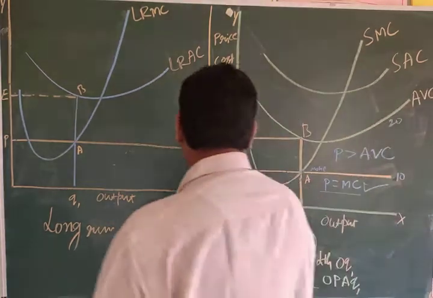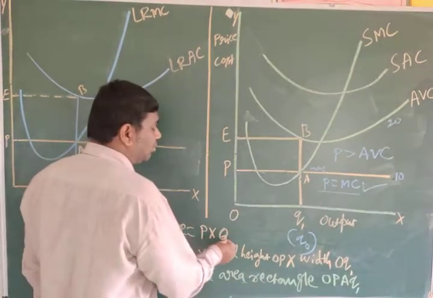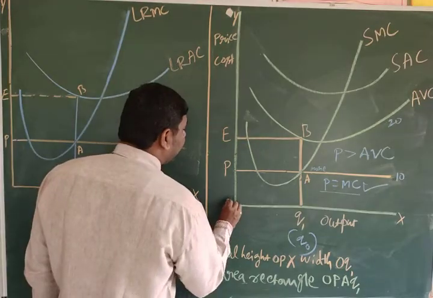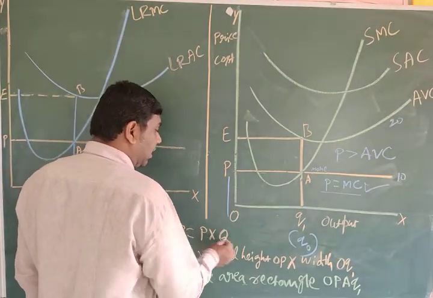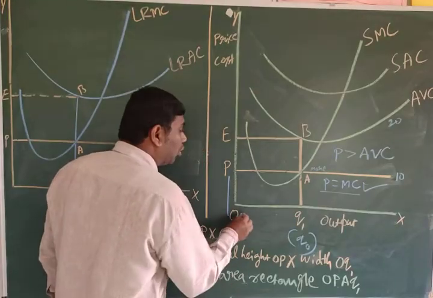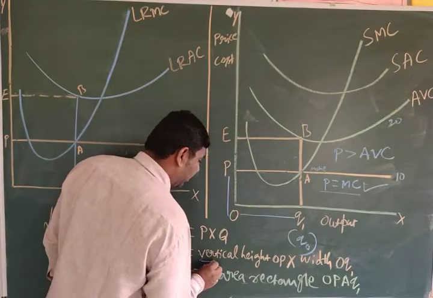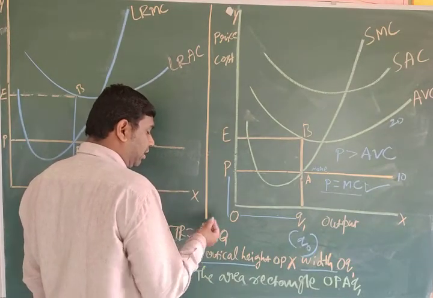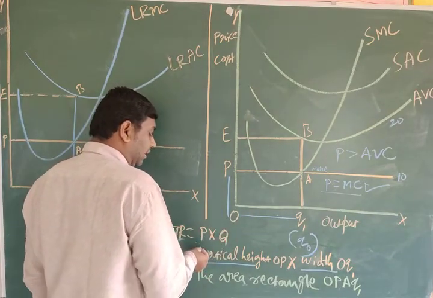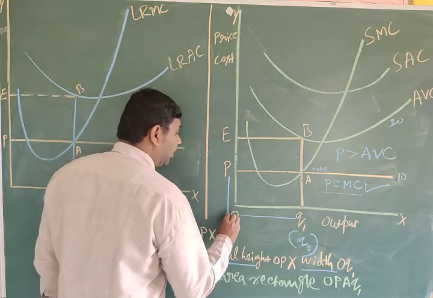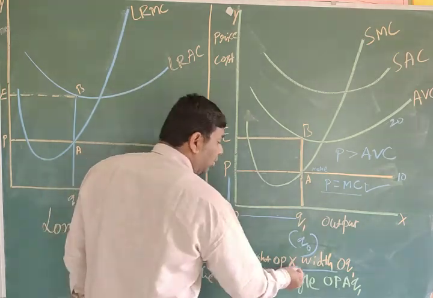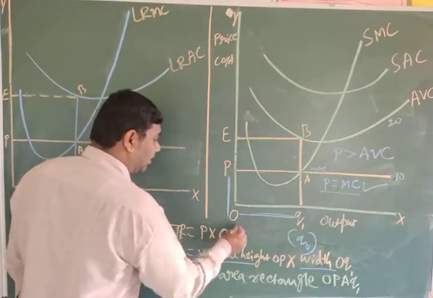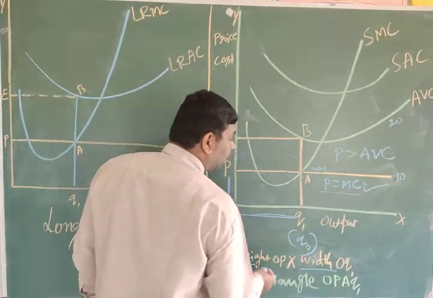Here you have to understand total revenue, that is P into Q, price and quantity. Here price means the vertical height of OP, and quantity is the width OQ1, you can observe here, which is equal to P into Q. To earn more revenue, we have to calculate more profit, we have to calculate this. Price is the vertical height of OP, into width OQ1. So we can identify the area, rectangle OPAQ1.